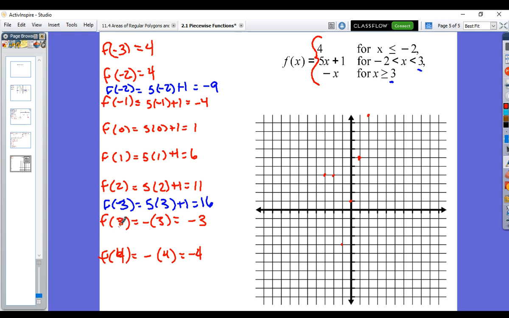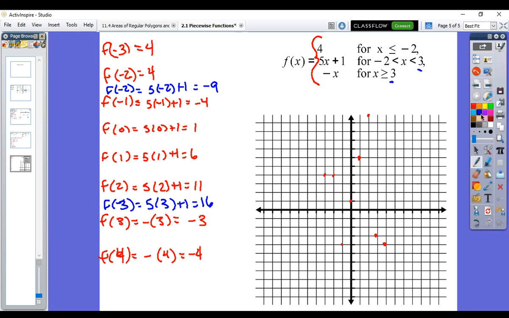When x is 3, y is -3. So 1, 2, 3. 1, 2, 3. And then 4. Down here, over 4, down 4. All right. So here's where the blue ones come into play.